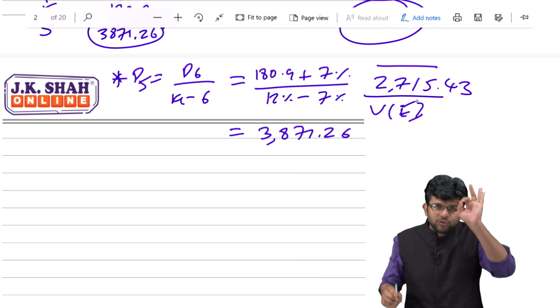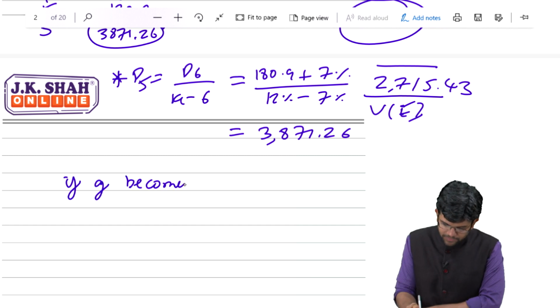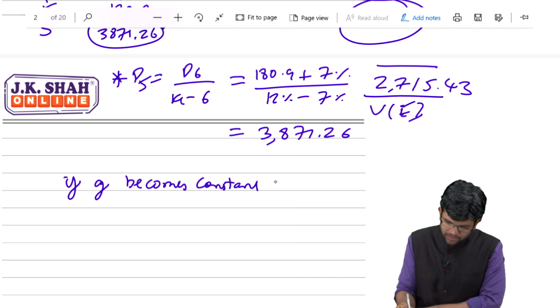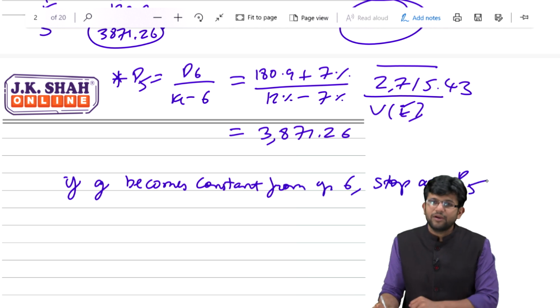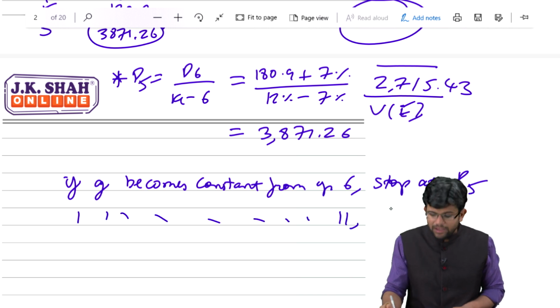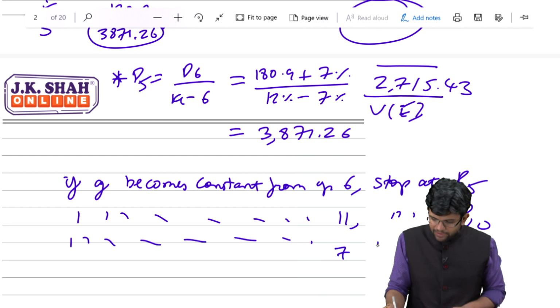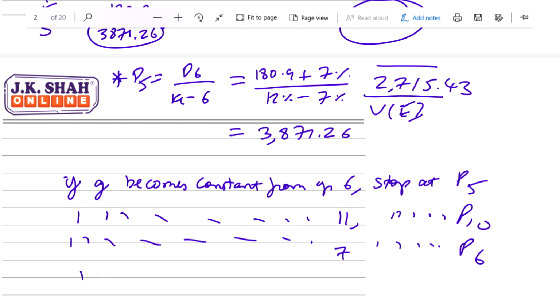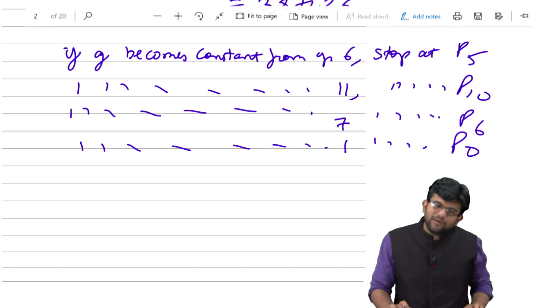Everybody clear? So tell me, students, if growth becomes constant from year 6, can I say stop at P5? I hope you understood. Tomorrow in the question they say growth becomes constant from year 11, then you should stop at P10. If growth becomes constant from year 7, you should stop at P6. If growth becomes constant from year 1, then of course you should stop at P0 only. There is no need to do any table. Straight away P0 equal to D1 upon KE minus G.